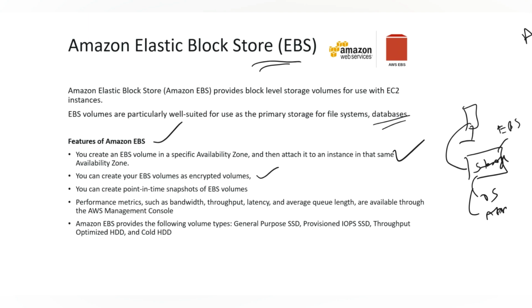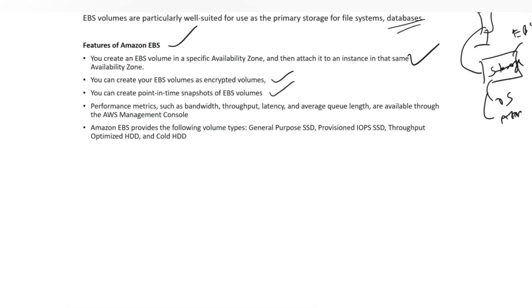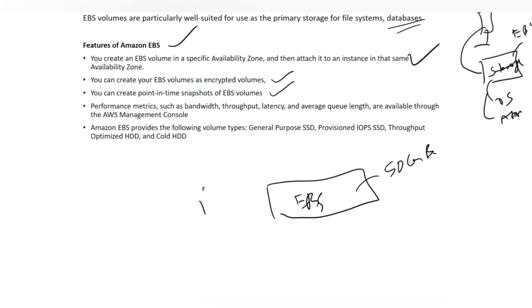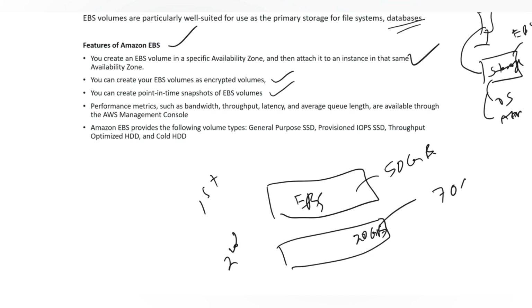The third one is that you can create a point in time snapshot of an EBS volume. A snapshot is a kind of backup you make for your disk. For example, let's say you have an EBS volume with 50 GB of data on the first day. On the second day, on the same EBS volume, you write some extra data, maybe another 20 GB. So now the total size is 70 GB.